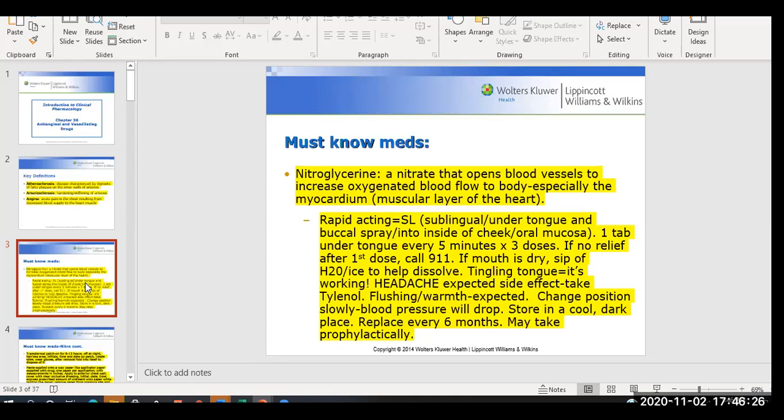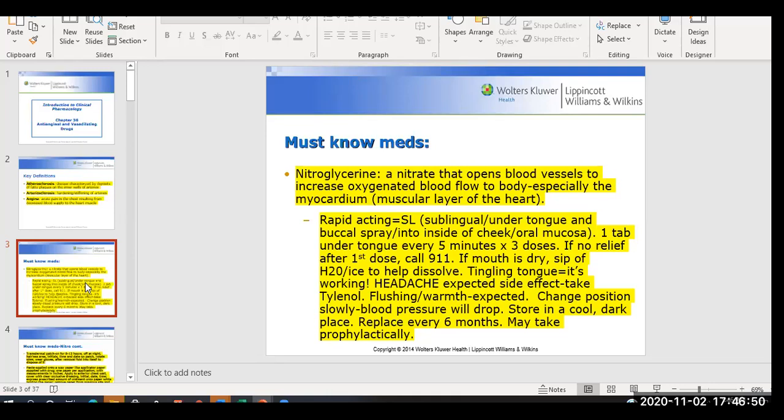Blood is just flowing through nice and easy. Blood rushes to the head, they get a headache. No big deal. Take some Tylenol, acetaminophen. They may feel flushing or warmth. These are also expected. They should always change position slowly because all the blood vessels are wide open. Blood is just whoosh, flowing through nice and freely, so their blood pressure is going to come down.